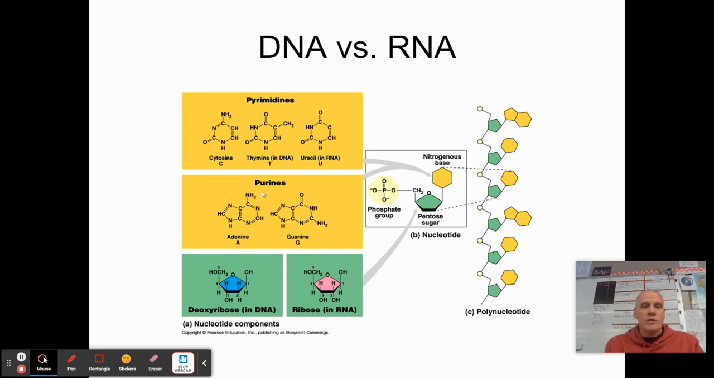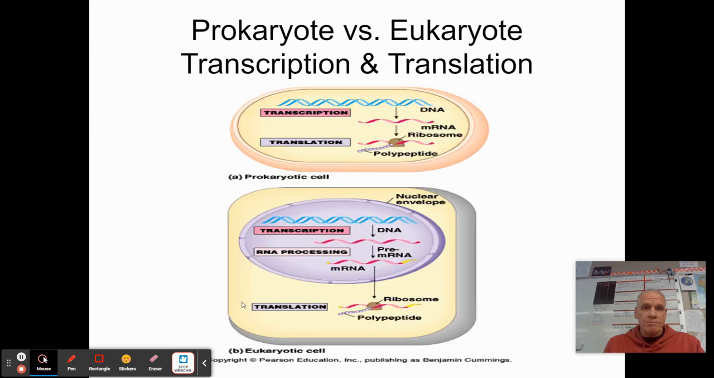Just some quick questions there. Also, the sugar is different, and that's where the names for these nucleic acids come from. The sugar in RNA is called ribose, and you notice that it has 2 OH groups down here. And deoxyribose in DNA. That deoxy means an oxygen has been taken off, and that oxygen has been taken off right down there at carbon number 2. That's where the deoxy name comes from.